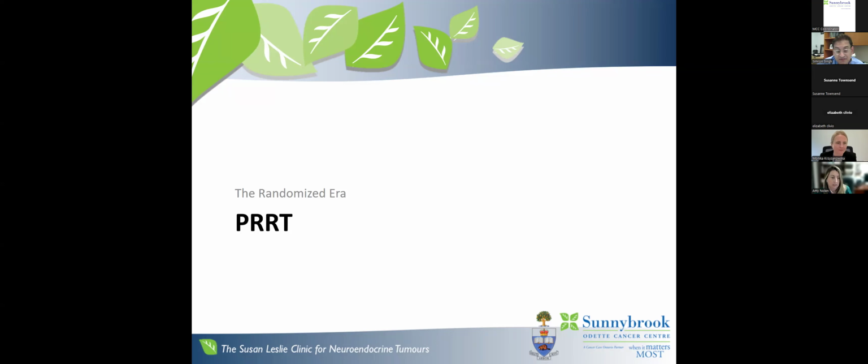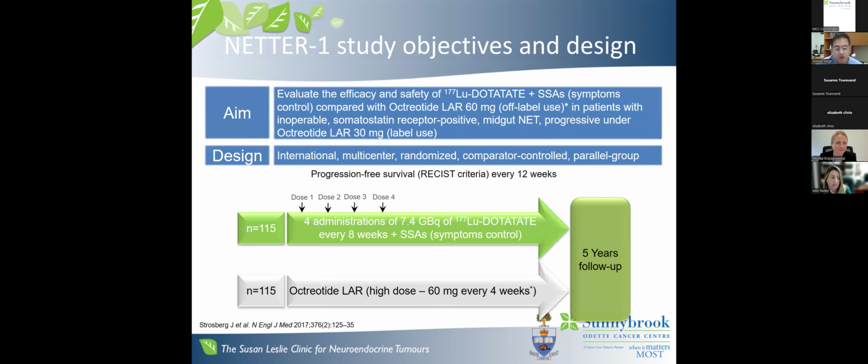The interest, I think, is manifest by, if you're seeing now, we've had a lot of large pharmaceutical companies get involved and buy up smaller companies to have a footprint in this area. And this was the first randomized trial that was done. It's called the NETTER-1 trial.